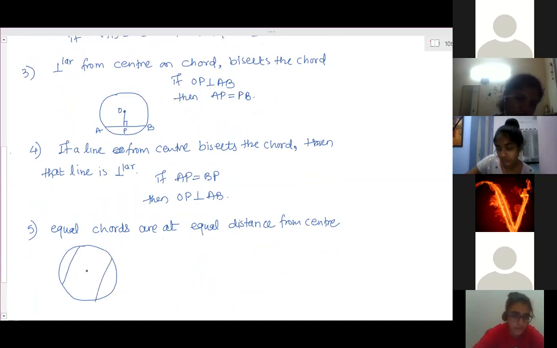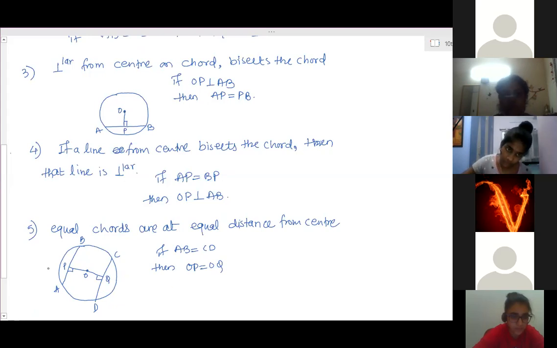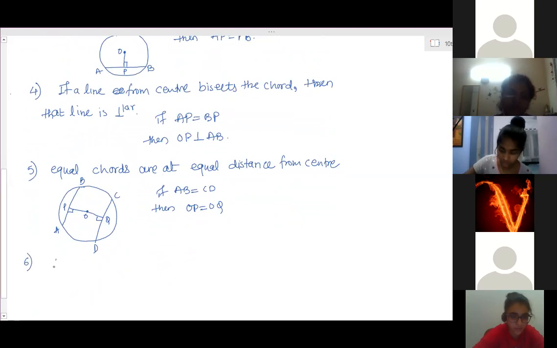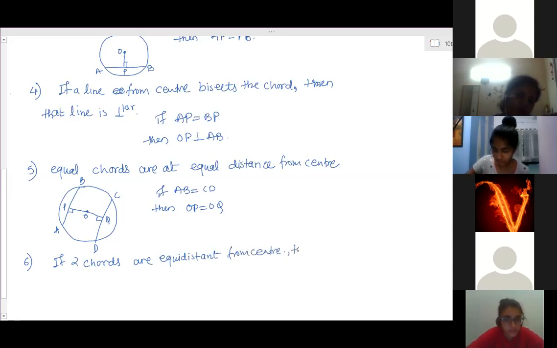If these are the 2 chords from the center, and they are equal, AB and CD, if AB is equal to CD, then their perpendicular distances, OP and OQ, OP is equal to OQ. Reverse is also true. If two chords are equidistant from center, then they are equal in length. If OP is equal to OQ, then AB is equal to CD.